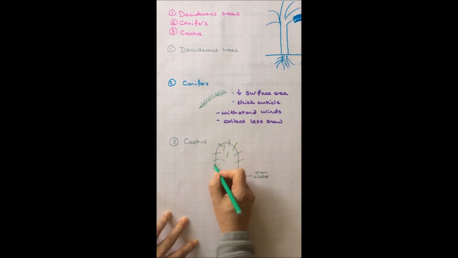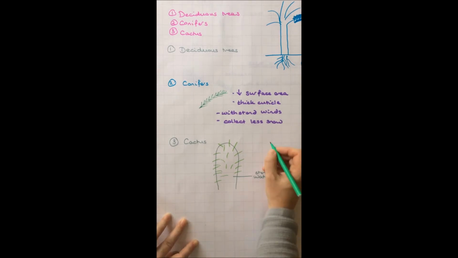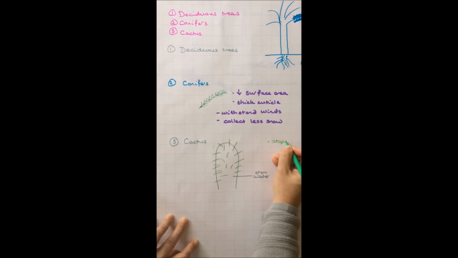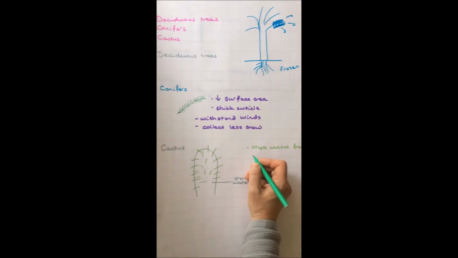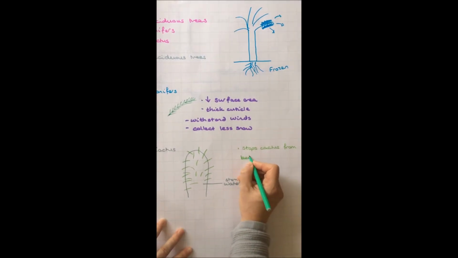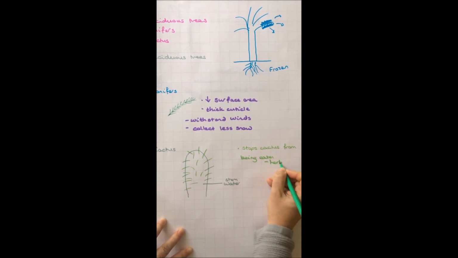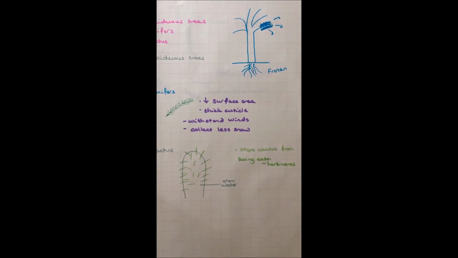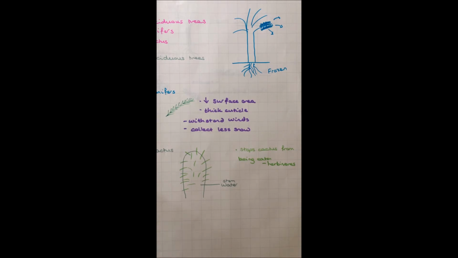So spines all over it like this, and again that means that first of all it stops the cactus from being eaten by herbivores. So that would be herbivores, organisms that eat plants. It also opens its stomata during the night.